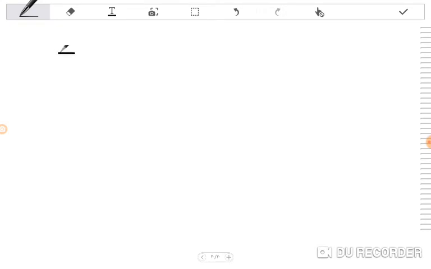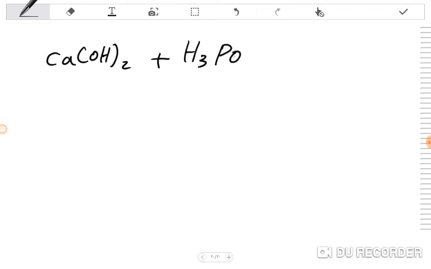And that practice is this, which I have given for you: Ca(OH)2, calcium hydroxide, reacts with phosphoric acid H3PO4, and the products are Ca3(PO4)2, calcium phosphate, plus H2O, water.